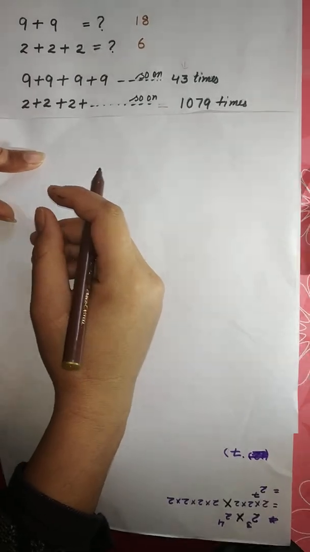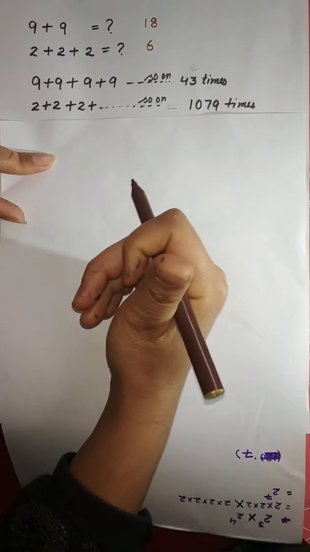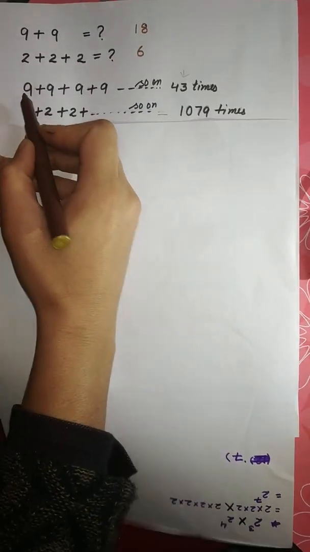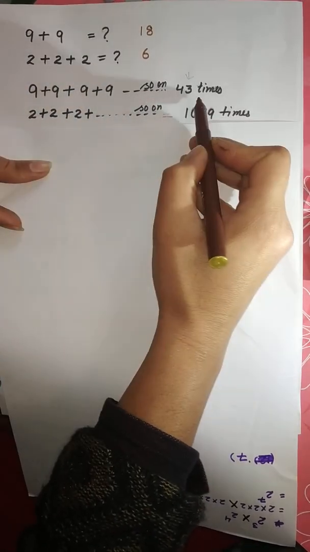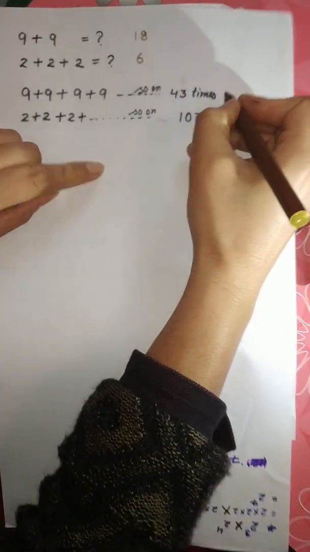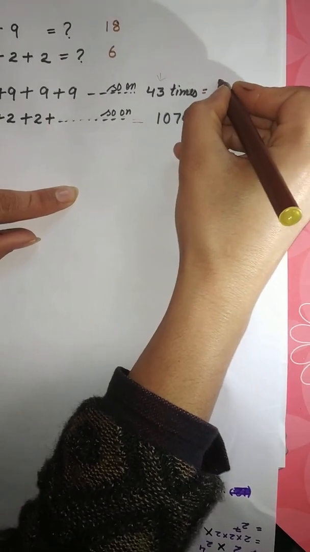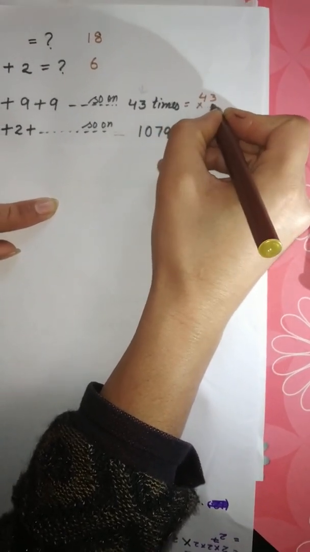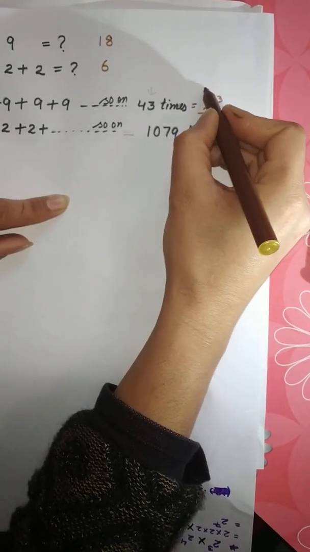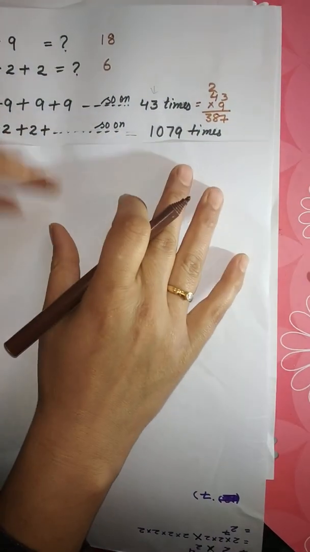Can you calculate this? All those who can, well and good. All those who can't, I just want to tell them this is nothing. This line means 43 times 9 is added. So this is actually equal to 43 times 9, which is 9, 3 is 27. Means the answer is 387.